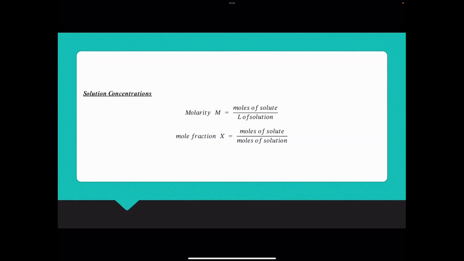So when we talk about concentration, remember we're describing the amount of solute present in our solution typically. Now, two types of concentrations you would have encountered in your first semester chemistry class would have been molarity, represented with a capital M, moles of solute per liter of solution. And then we have mole fraction, so moles of solute divided by moles of solution.